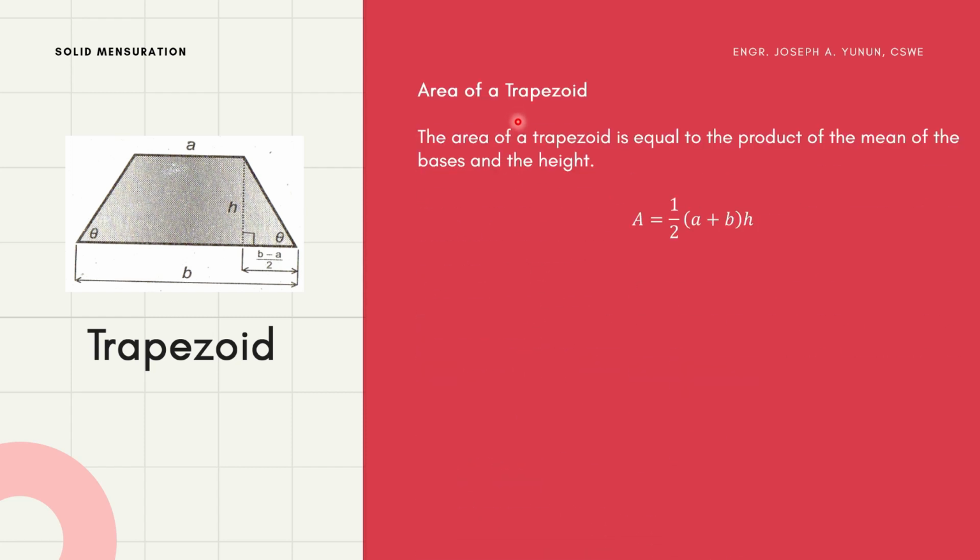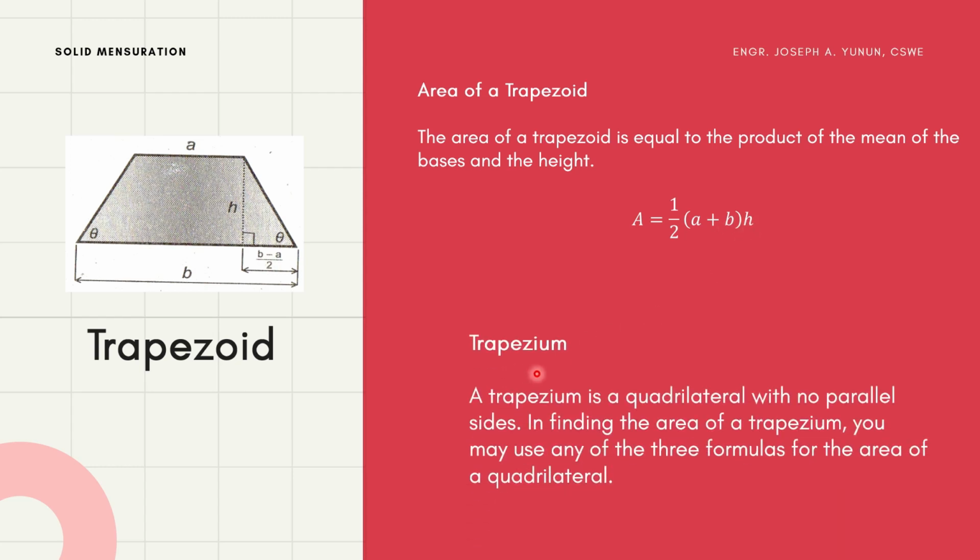For the area of the trapezoid, you can use this formula: the mean of the bases multiplied by the height. That is 1/2 (a plus b), the sum of the bases, multiplied by the height. And a trapezium is a quadrilateral with no parallel sides. In finding the area of a trapezium, you can use the three formulas for a general quadrilateral from our earlier discussion of quadrilaterals, the three formulas given there.